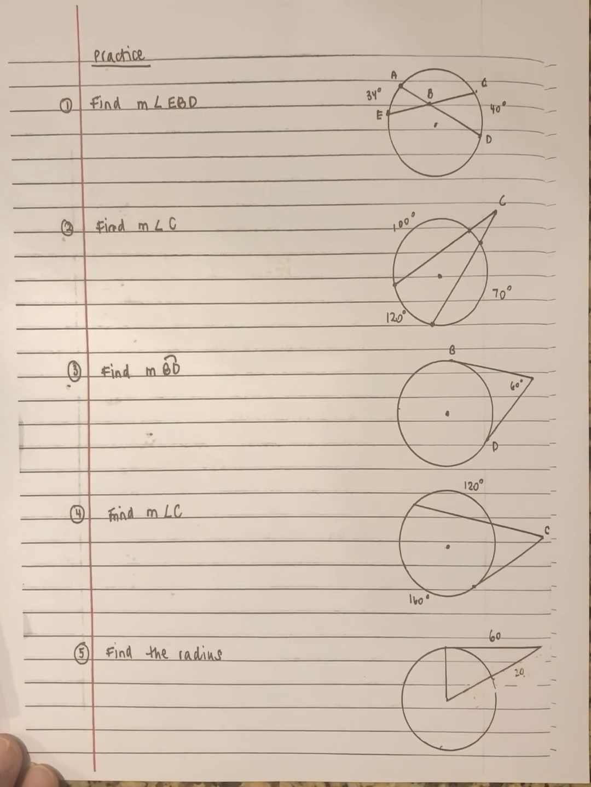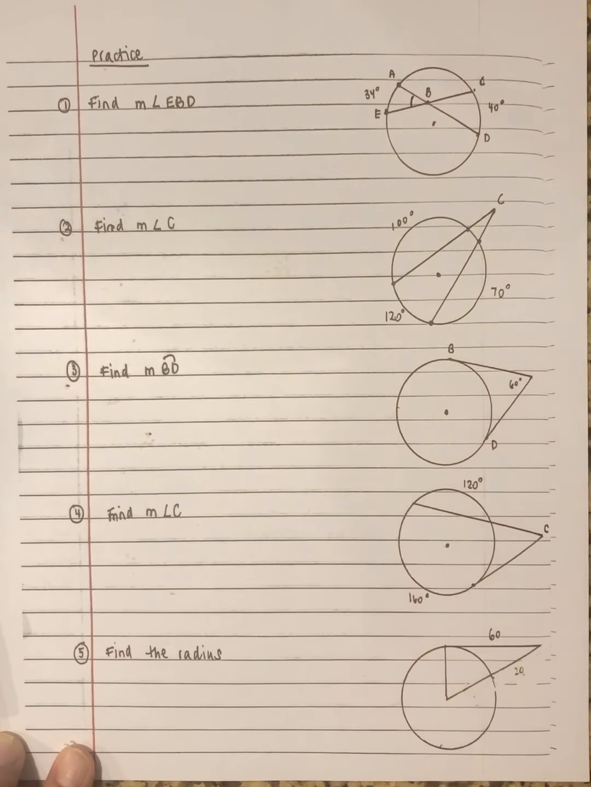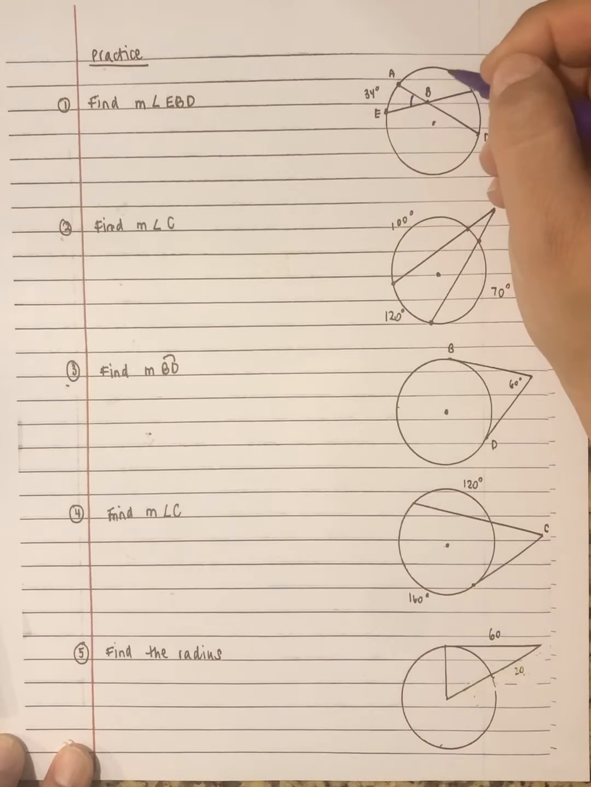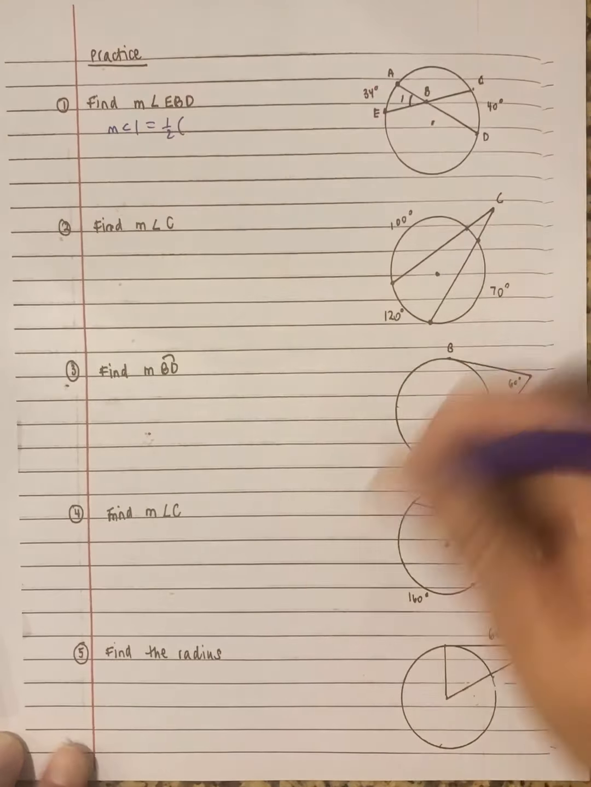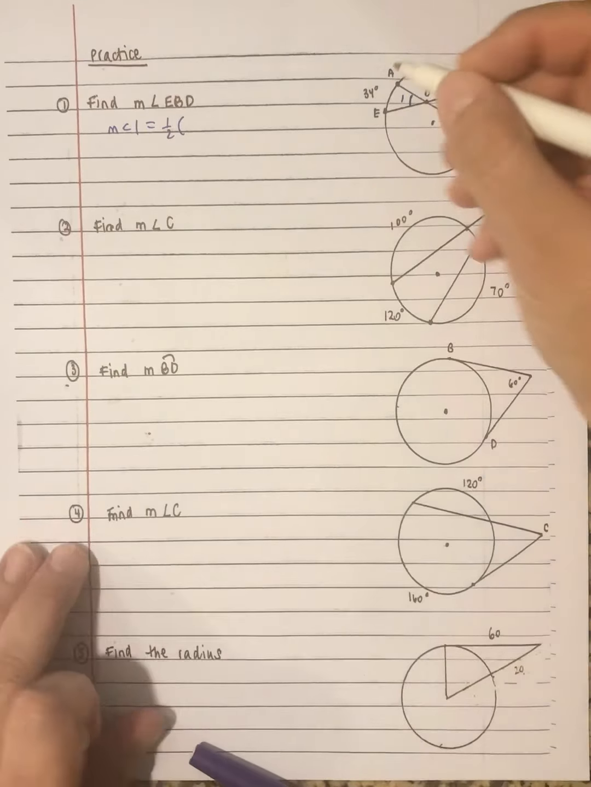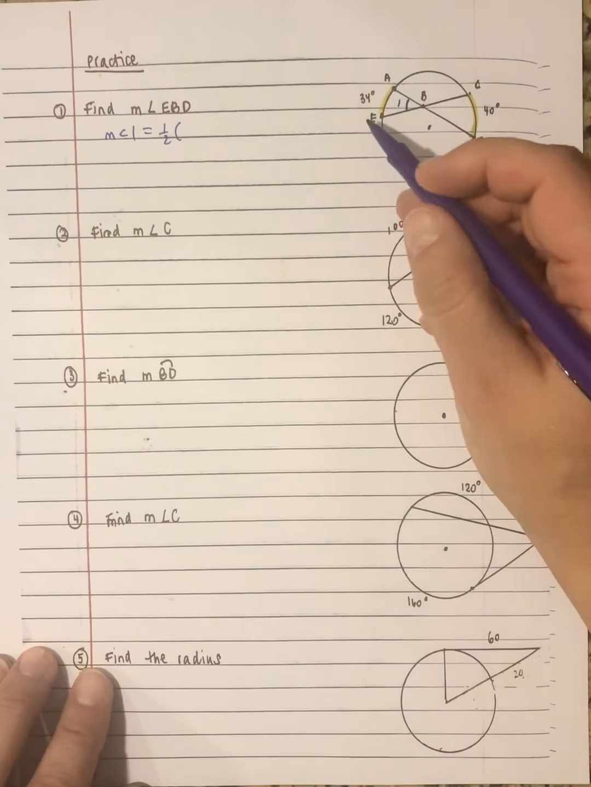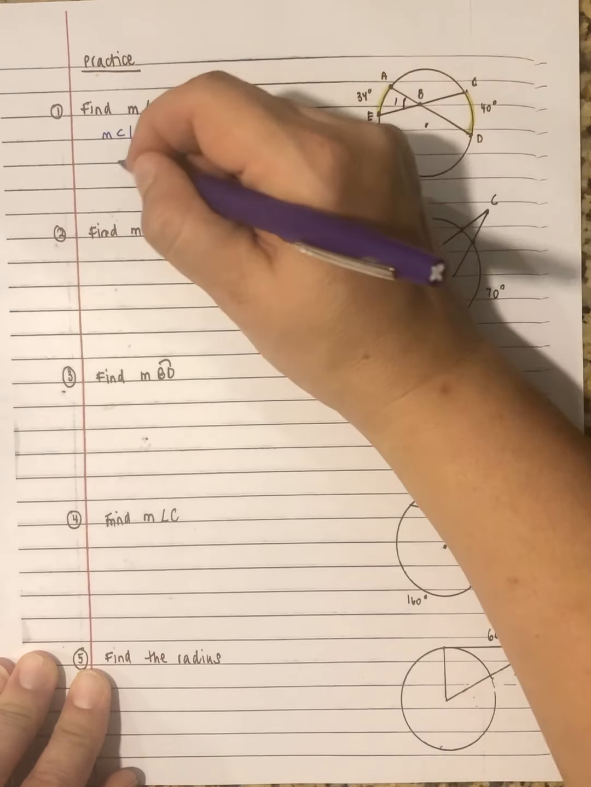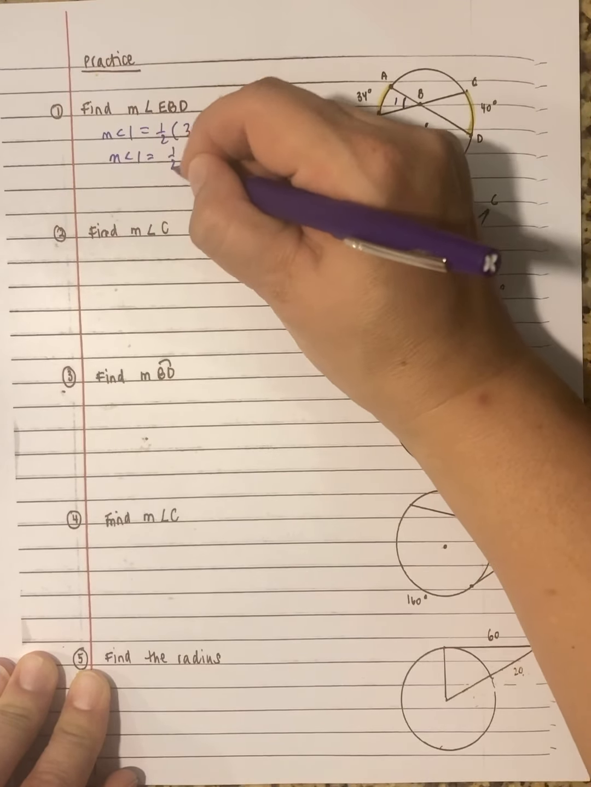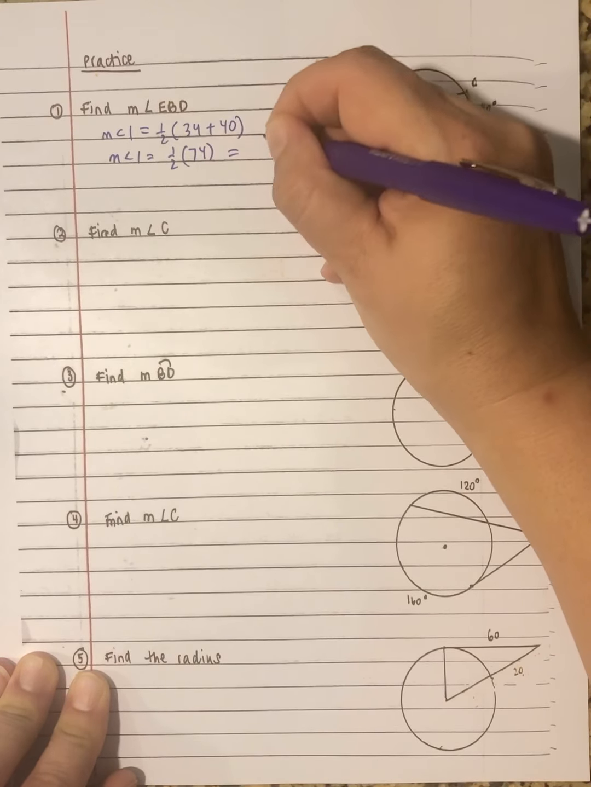Remember, when the lines intersect inside the circle, the angle that is formed by those two lines, this angle right here, is equal to half. So this angle right here, let's call it angle 1. This angle 1 is equal to half of the sum of the two intercepted arcs. So I'm talking about these two arcs right here. So we have to add them together. So in our case, that's going to be 34 plus 40. So measure of angle 1 is equal to 1/2 of 74, which equals 37 degrees.